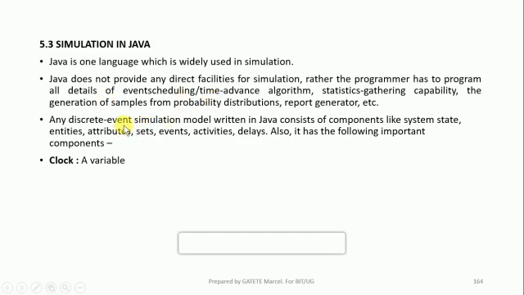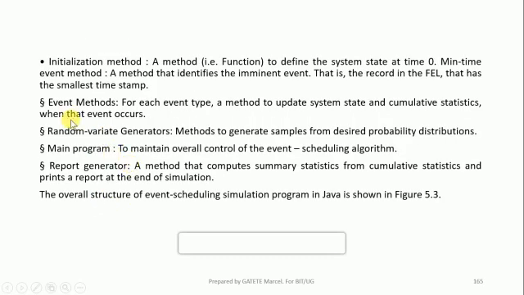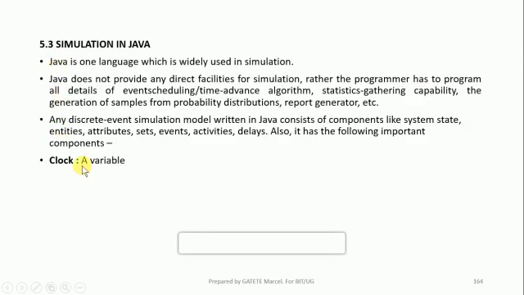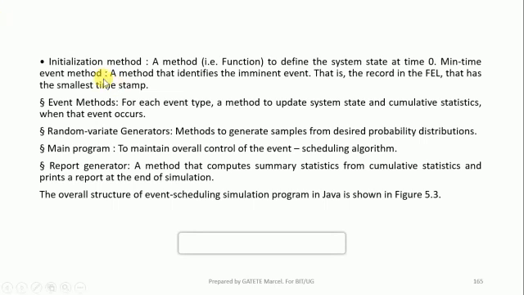So any discrete event simulation model written in Java will have the system state. We must provide the system state, entities, attributes, sets, events, activities, delays, and so on. So there will be different components. The first one is a clock. A clock will be a variable. A clock is used to advance or schedule the events inside our system. There will also be an initialization method.